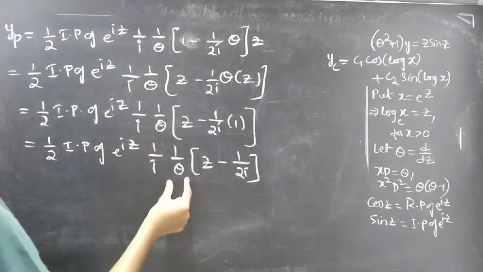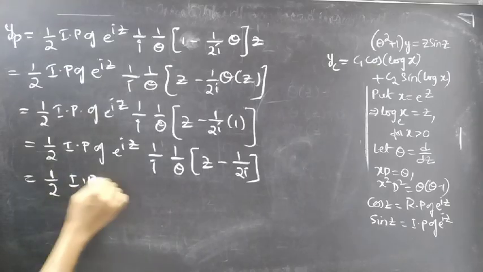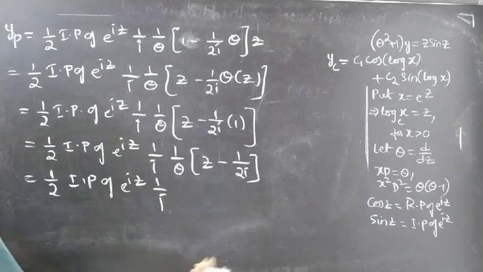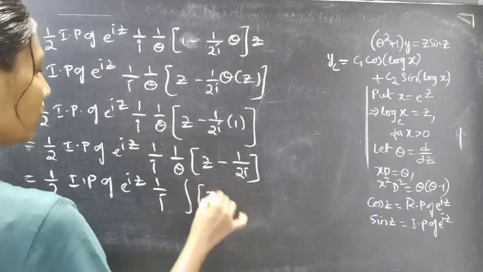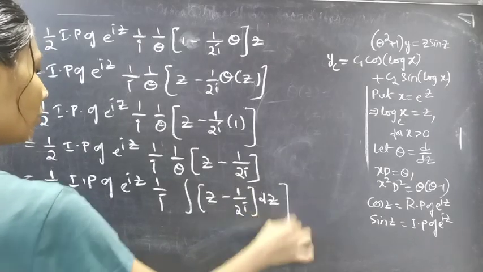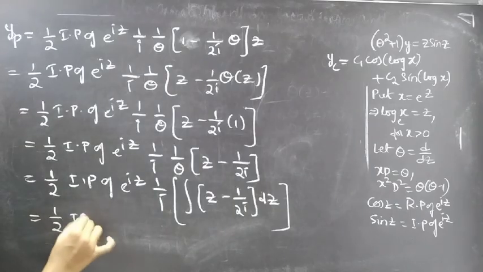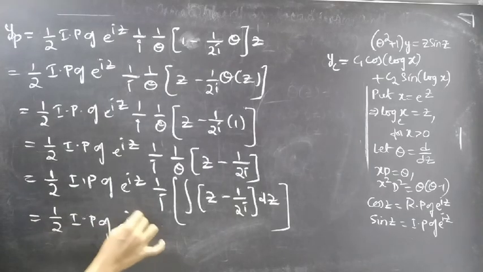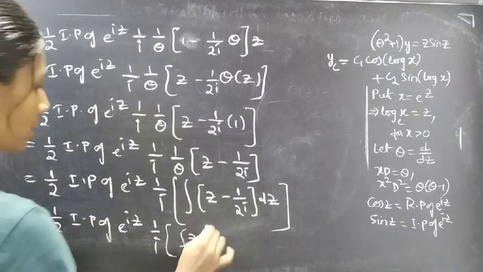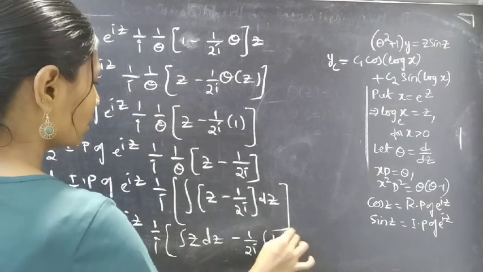We know that 1 by theta is an integral operator. Now replace 1 by theta by the integral. This equals 1 by 2 into the imaginary part of e power iz into 1 by I into integral z dz minus 1 by 2i integral dz.